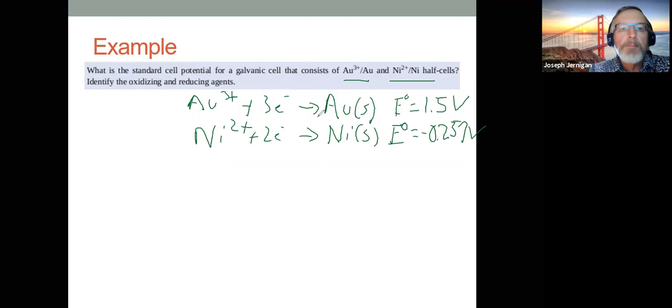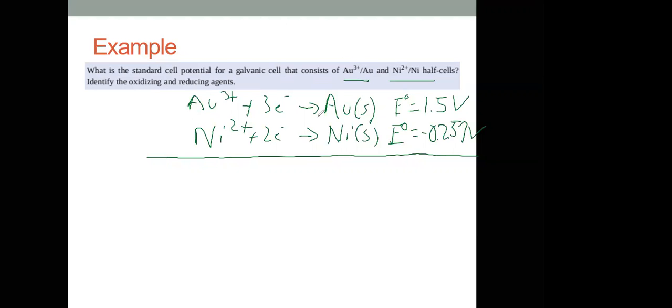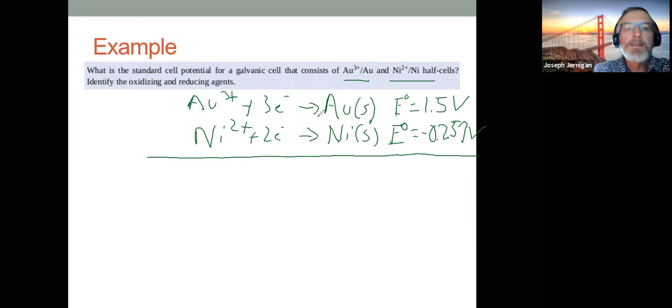Okay, so we can write the complete reaction for that. First, let me ask you, what is going to be oxidizing what in this example? What's the oxidant? We will have to flip nickel and it will be oxidized. That's exactly right. So the oxidant is going to be the gold 3+, right? That's essentially what you said, Elizabeth.